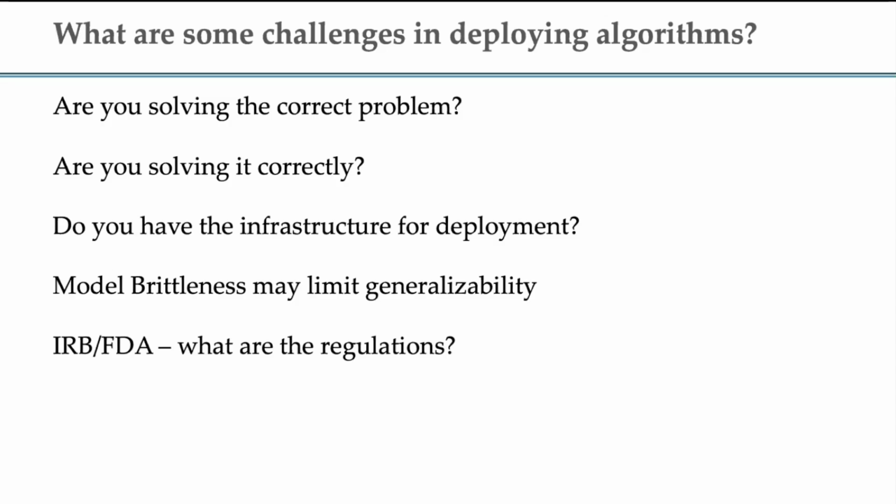Are you solving it correctly? How do we think about the final mile? Now that you have a network, how do you deploy it? Do you deploy it? What are the regulatory concerns as you're thinking about deployment? How do you evaluate the model brittleness? So you have a model and you've trained it on your data, you run it locally. Now you give it to your colleagues for a research study, for instance, and it doesn't work. Now what? How do you think about that?